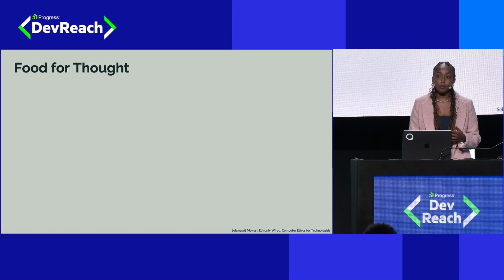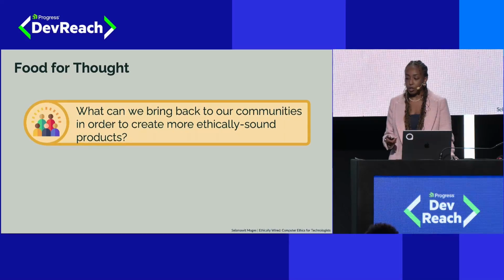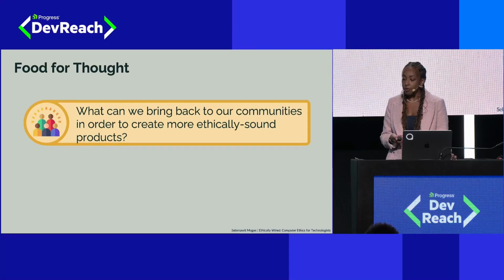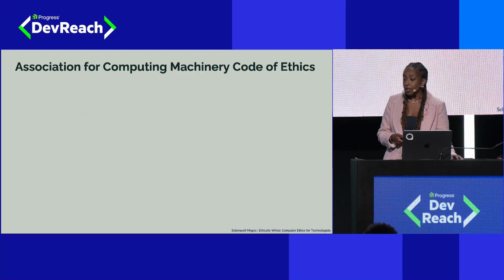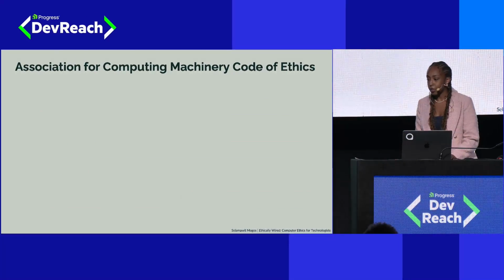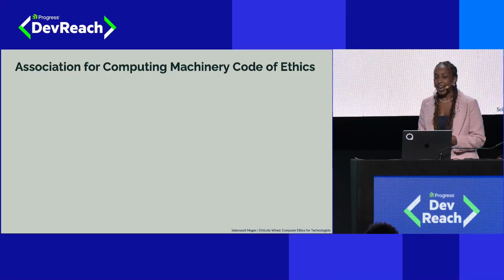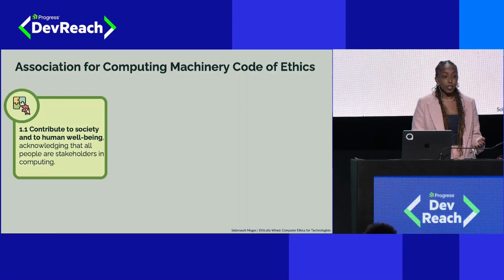So, some food for thought as we go through the tail end of the talk. One thing to consider is what can we bring back to our communities in order to create more ethically sound products? And on top of that, how can we promote proactive as opposed to reactive inclusivity? And to help you with that, the Association for Computing Machinery has a code of ethics, and it's a long list, and I encourage all of you to look at it, but I'd like to highlight three points that they've made. The first one being contribute to society and to human well-being.